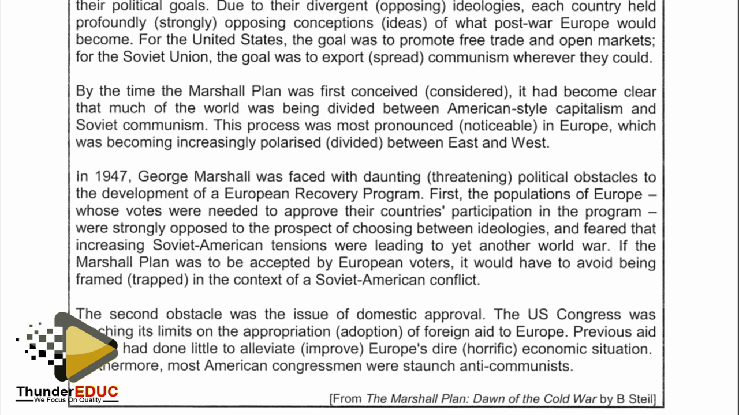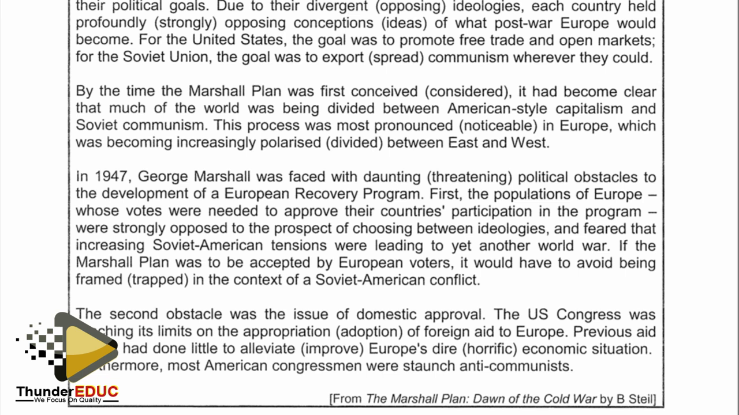They are there. If we come here to check the response of the United States, it reads, for the United States, the goal was to promote free trade and open markets. This is the response to item A. For the United States, the goal was to promote free trade and open markets. That is the response to item A on America.